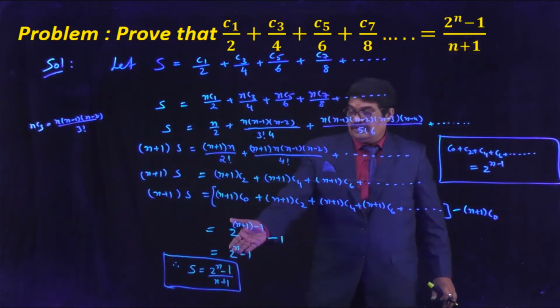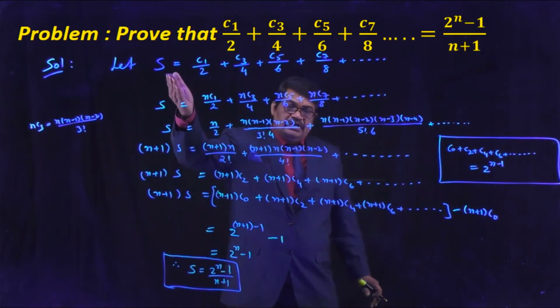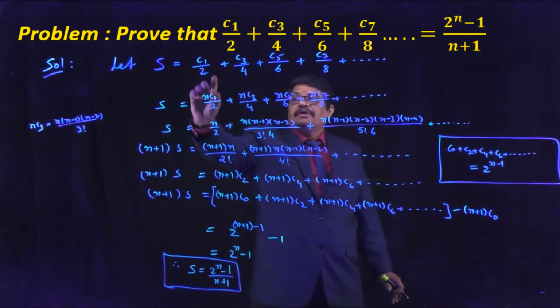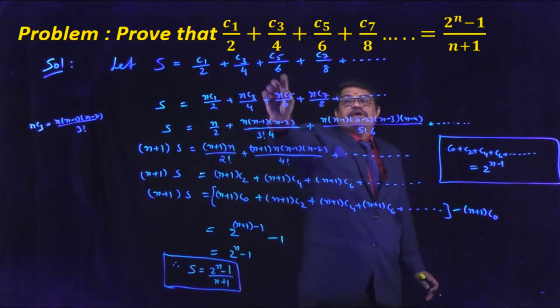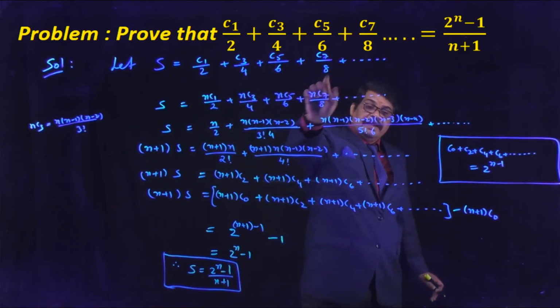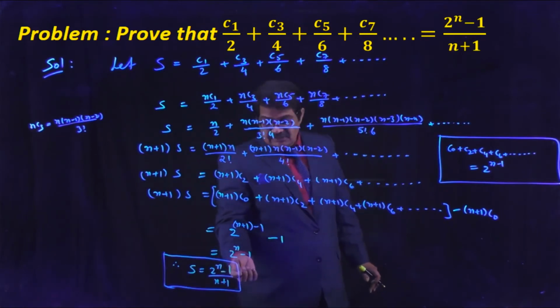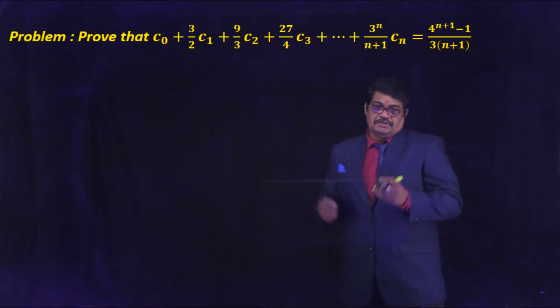S is the LHS of our proving result. So what is S? C1 by 2 plus C3 by 4, C5 by 6, C7 by 8 and so on. This value is 2 to the power of n minus 1 by n plus 1. Okay, see the next problem.